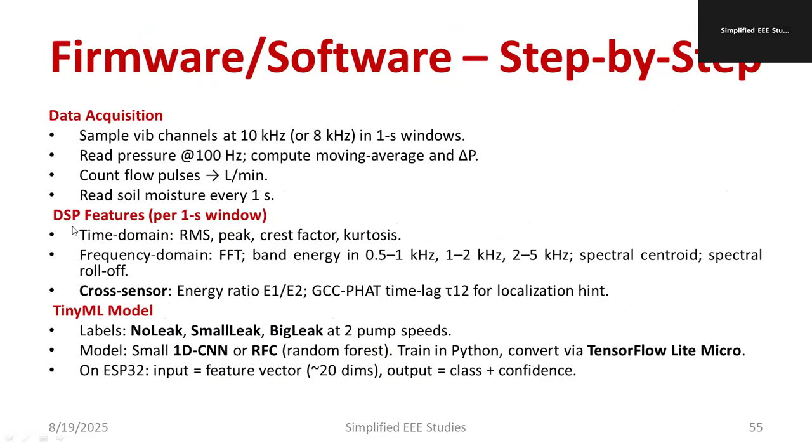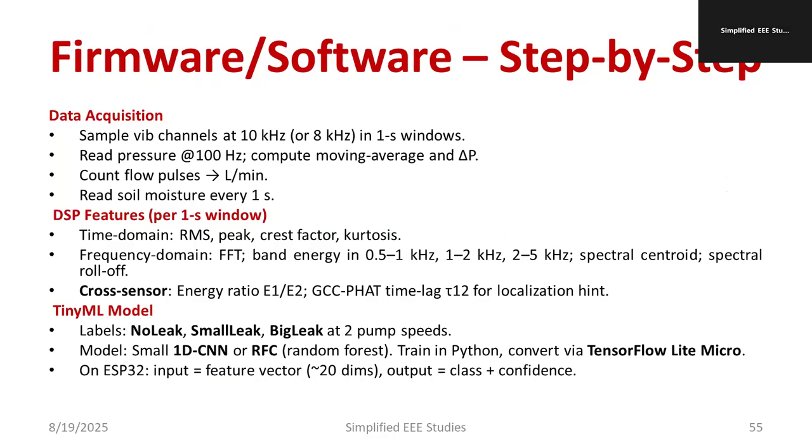Similarly, with respect to signal processing features, in the time domain we are going to measure parameters such as root mean square, peak, crest factor, kurtosis, etc. With respect to the frequency domain, these are the things applicable to the design part: FFT, band energy in 0.5 to 1 kilohertz, 1 to 2 kilohertz, 2 to 5 kilohertz, spectral centroid, etc. Another parameter is the cross-sensor energy ratio E1 by E2, GCC-PHAT, time lag. All the parameters should be considered for the localization hint, I mean, how to identify the exact location where the fault has occurred.